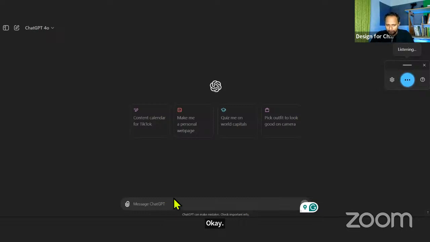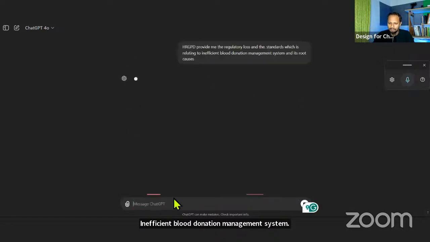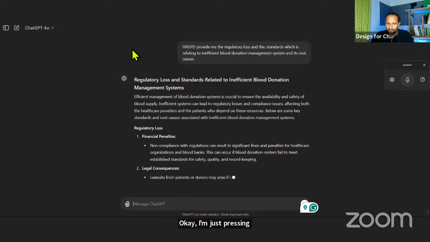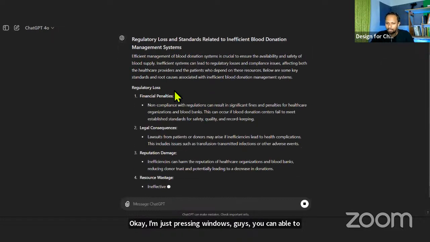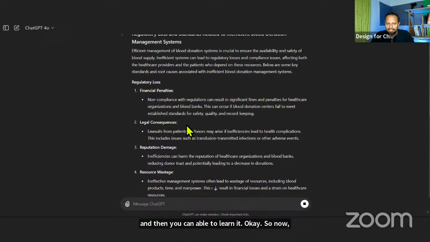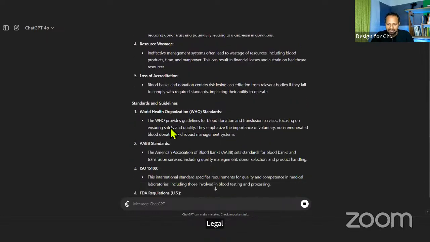Hey ChatGPT, provide me the regulatory laws and the standards relating to an inefficient blood donation management system and its root causes. I'm just pressing Windows H, guys. You can enable your voice command in ChatGPT, and then you can learn it. Okay, so now: financial penalties, legal consequences, reputation damage, resource wastage, loss of accreditation, standards and guidelines.